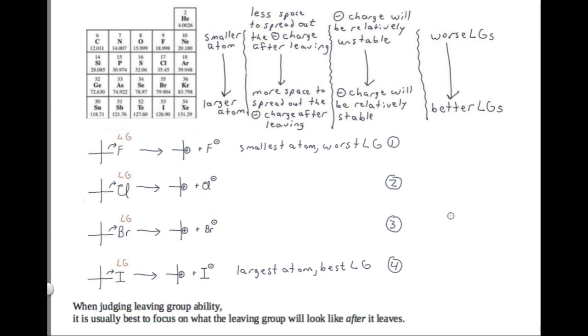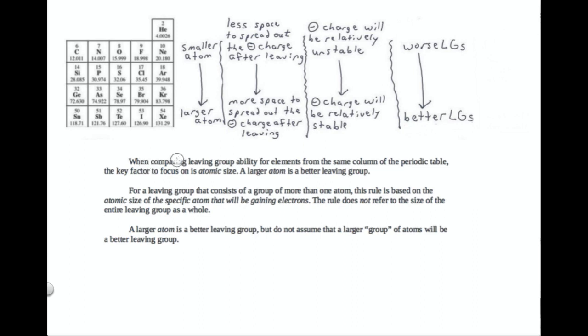that negative formal charge. We have seen that when we're comparing leaving group ability for elements from the same column of the periodic table, the key factor to focus on is atomic size. A larger atom is a better leaving group. Now, some leaving groups consist of an actual group of more than one atom. But this rule is based on the atomic size of the specific atom in the group that will be gaining electrons. The rule does not refer to the size of the entire leaving group as a whole.